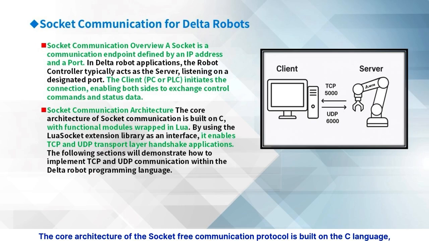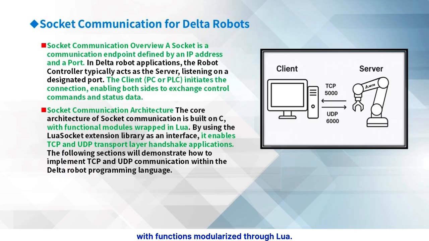The core architecture of the socket-free communication protocol is built on the C language, with functions modularized through Lua. By providing the Lua socket extension library as an interface, it enables communication handshakes at the TCP and UDP transport layers. Next, we will introduce how to implement these TCP and UDP transport layer applications within the Delta robot language.